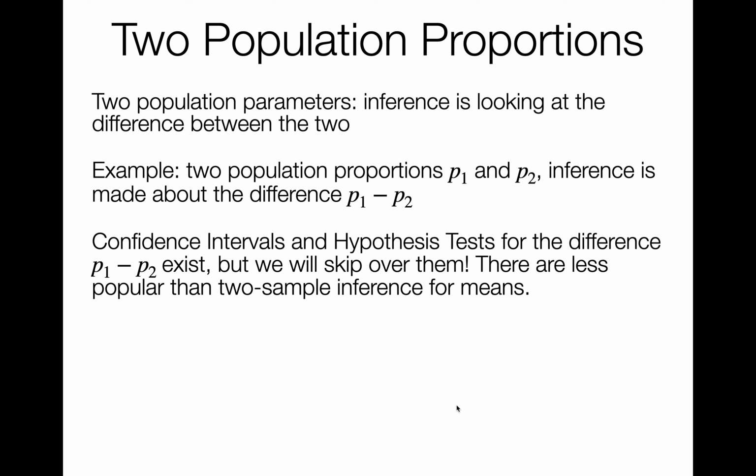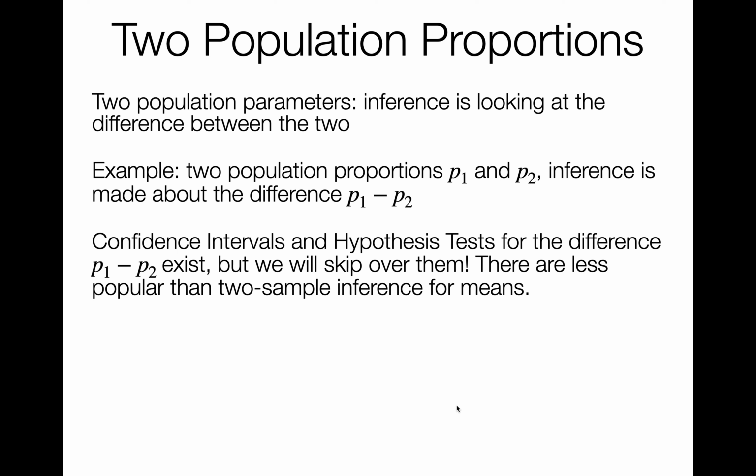So confidence intervals and hypothesis tests for the difference exist, but we're going to skip over them in this course. But I want you to know that they're there. They're less popular than two-sample inference for means. Usually you're going to do inference for means, but the two-sample proportion type of stuff does exist, and people do use them. It's just less popular, and we only have a finite amount of time. This is one of the sections that I tend to skip over.